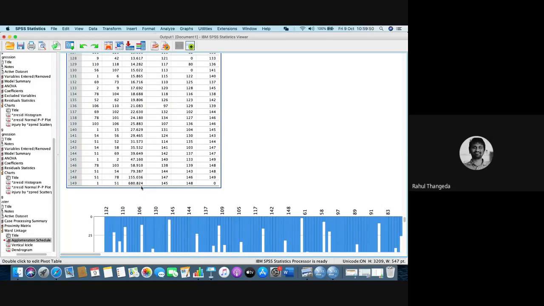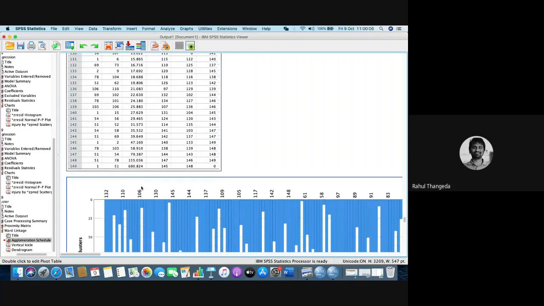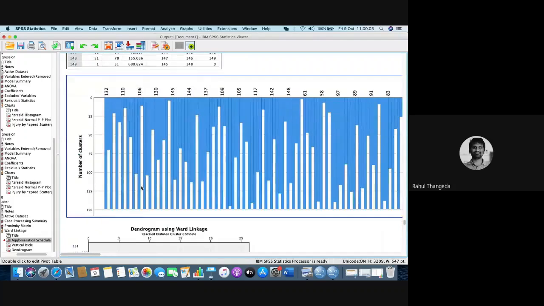I am not saying this is a hard and fast rule, but the rule of thumb is, please do calculate the difference of the coefficient distance. And wherever you see the difference is very high, please go to the next level. And whenever you see the distance is minimized, please do stop there and calculate the clusters. This is a rule of thumb of how you identify the clusters. Any questions here?